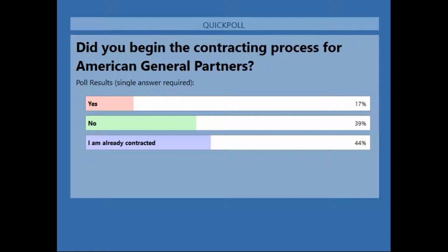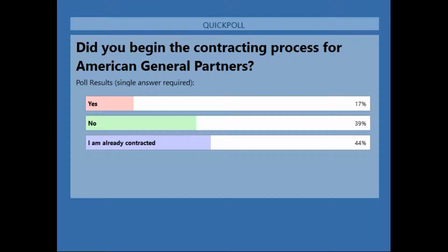And it is a very interesting number for me to find out that we have almost half of the people on the presentation this morning already contracted with American General. And we have the balance of those not yet contracted, or some of them in the process, because there is a process involved. So there's good balance. But basically over half of you are already or will be contracted with them soon.